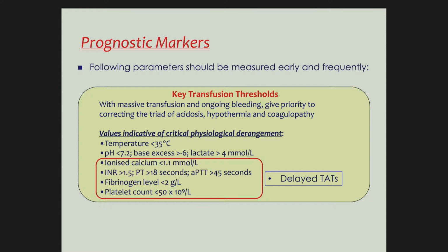So what are the prognostic markers, laboratory markers or physiological markers to be aware of? We talked about temperature, talked about pH, talked about ionized calcium, so we don't want it to fall below 1. We don't want our INR to be more than 1.5. That's when we start to find that you've got low levels of clotting factors, along with an extended APTT. We want to try and maintain a fibrinogen level above 2 for normal hemostasis, and a platelet count above 50. So it's going to require regular monitoring.